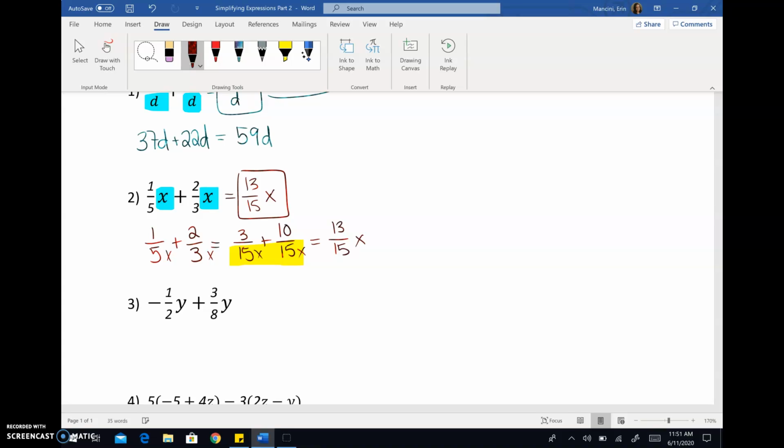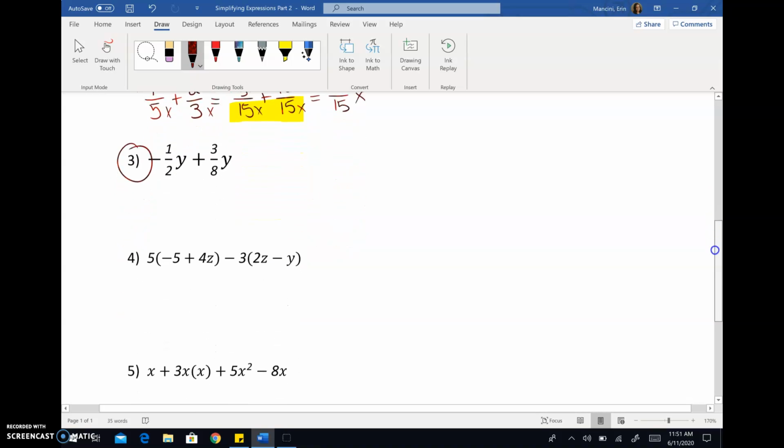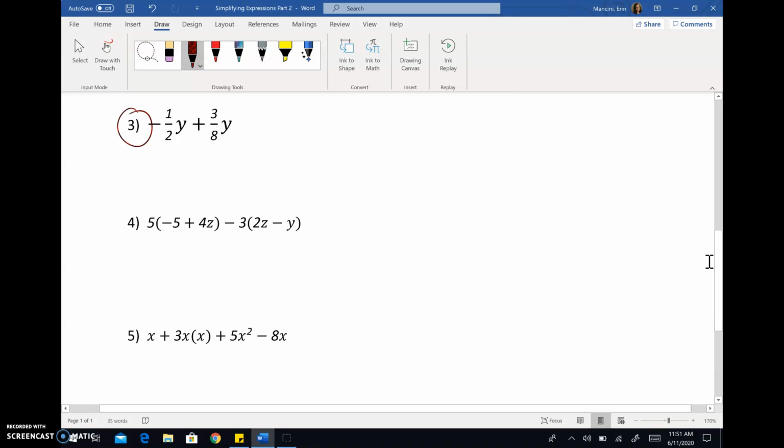Okay, so very similar to adding like terms that aren't fractions. If you had 1x and you had 2x's, you'd have 3x's. If I have 1/5 x and I add 2/3 x, you now have 13/15 x. Okay, I'm going to leave number 3 for you to try on your own just to practice fractions. And again, if you find fractions challenging, please let me know and I'd be happy to go over them further. Okay, so that's a little step up above the last video just because I threw in some fractions.